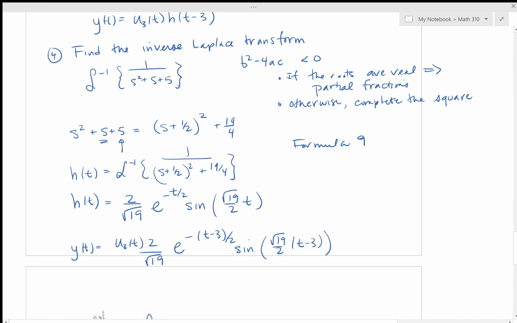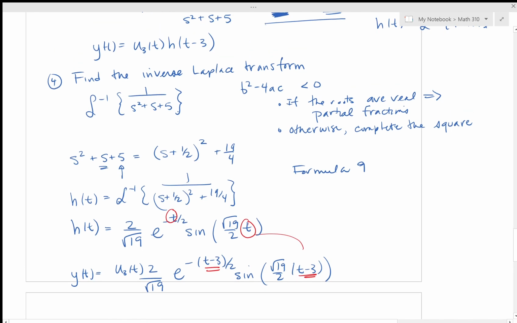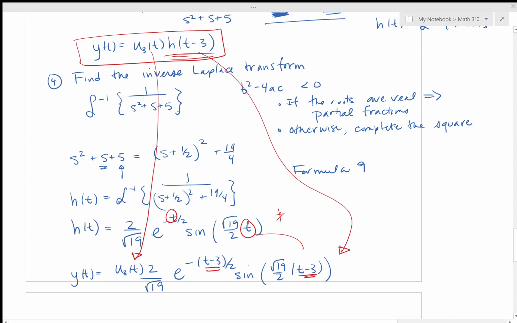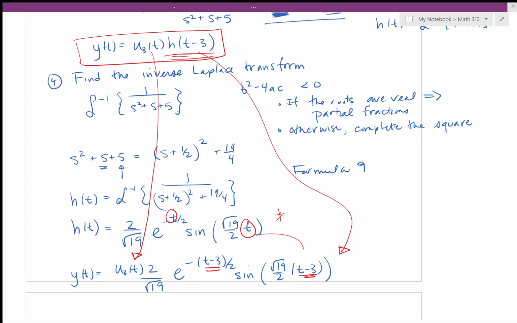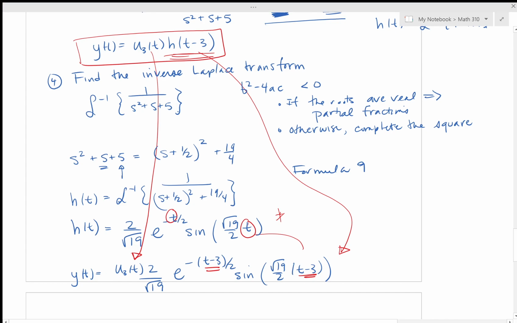Okay, so I just want you to pay particular attention to the fact that this is t, and that's now become t minus 3, and this is t, and this will become t minus 3. That is because y of t is u3 of t, so you see the u3 of t, and then you can see h of t minus 3. I knew what h of t was here, so then here I've put h of t minus 3. Okay, so now I have the complete solution to my differential equation.